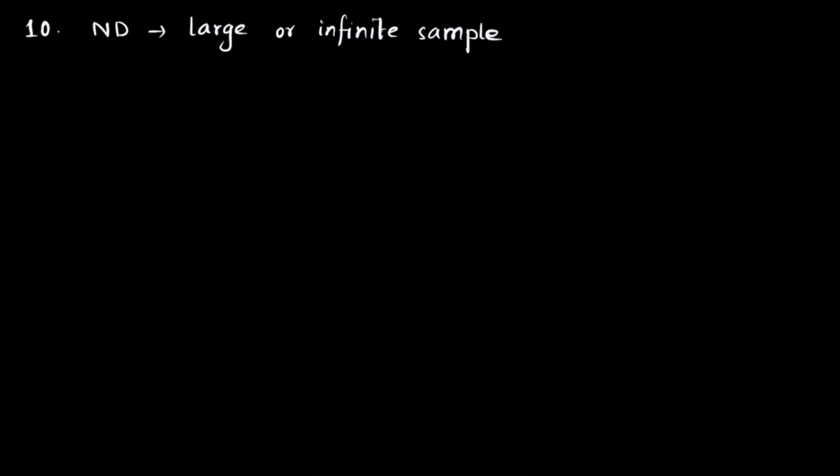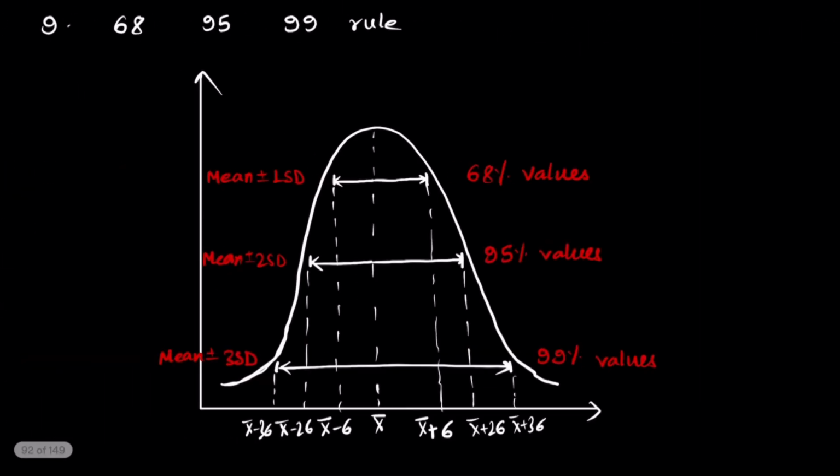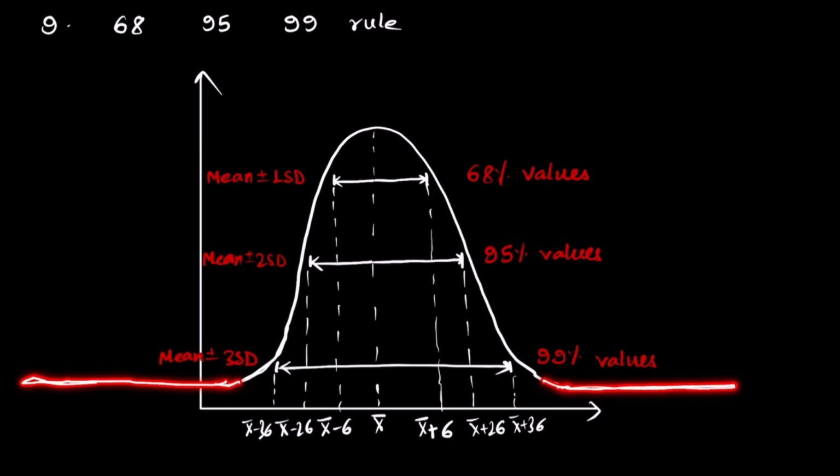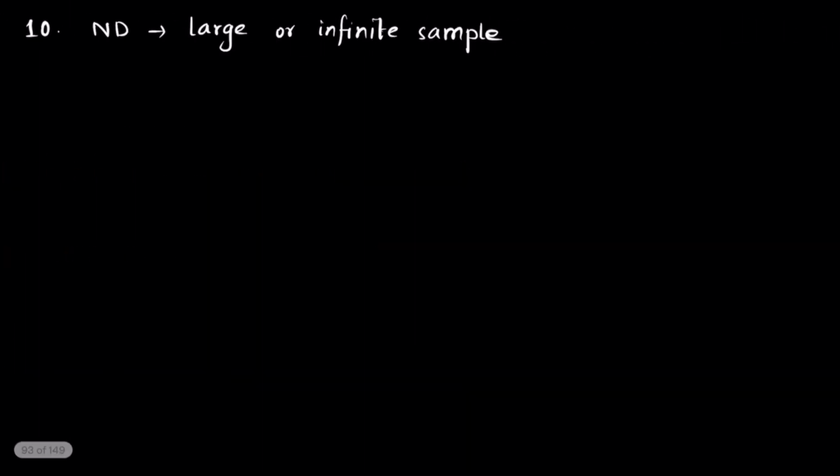Okay, there is a last property that's still remaining. Number 10. Normal distribution is only valid when you have a large or infinite sample size. So you might have already seen in the graph, this particular part is almost never ending. It goes on forever. That's because the sample size is infinitely large.